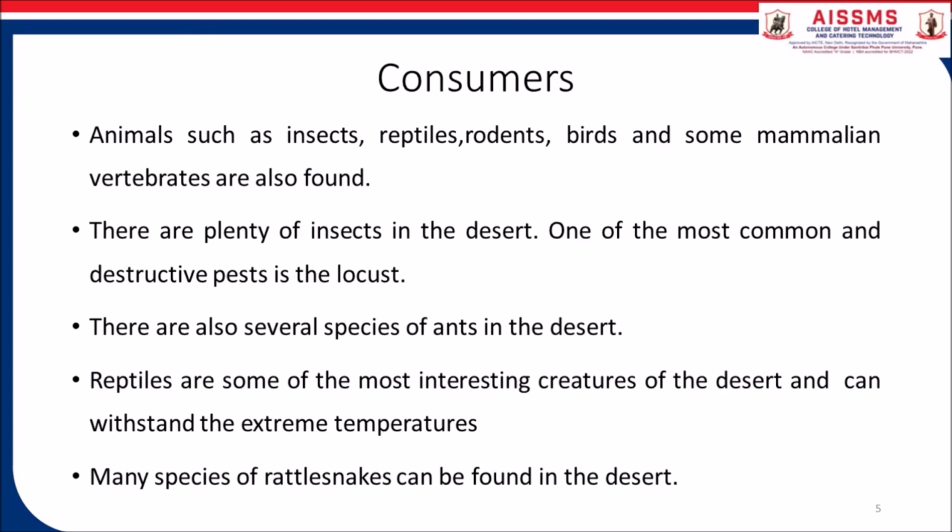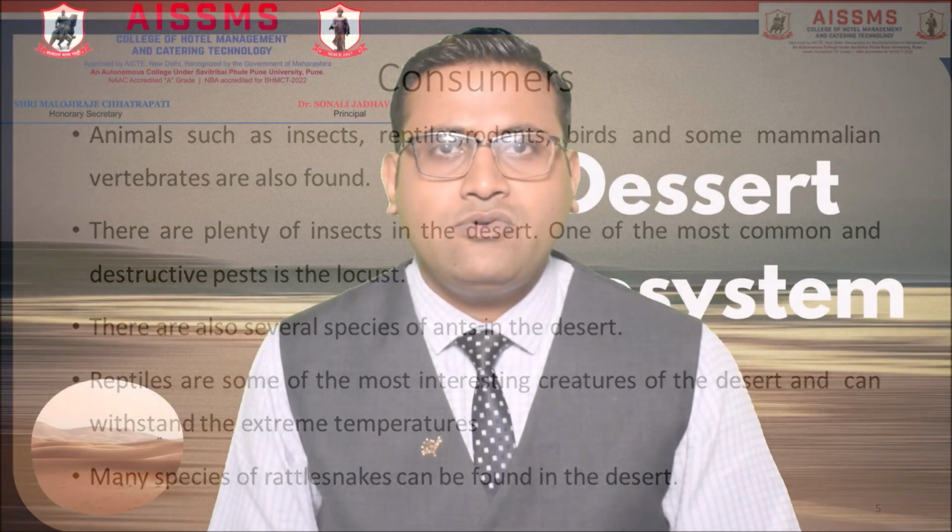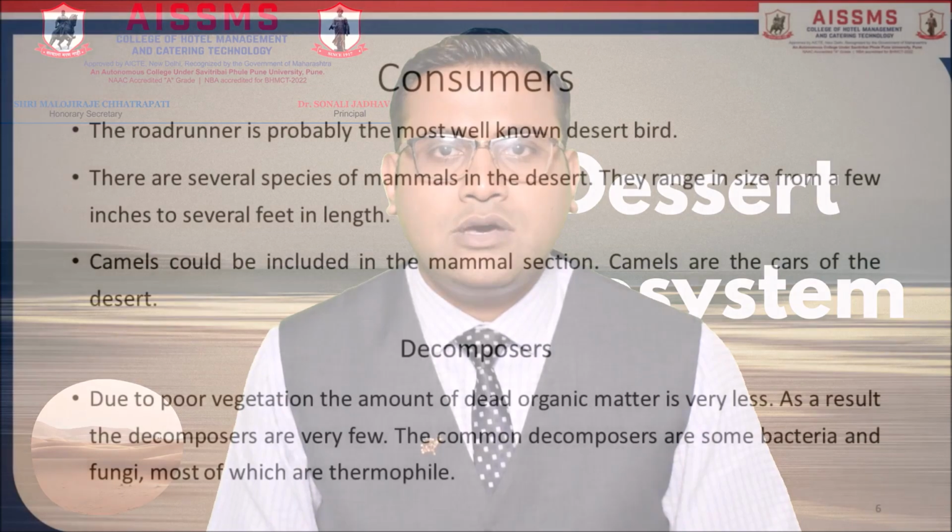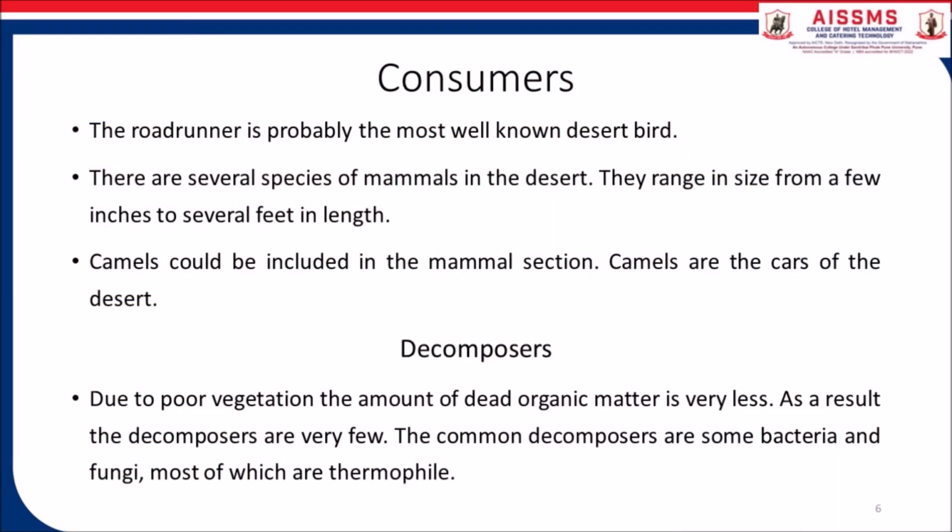Many species of rattlesnakes can be found in the desert. Rattlesnakes have a noisy rattle they use to warn enemies to stay away. The roadrunner is probably the most well-known desert bird. Roadrunners are so named because they prefer to run rather than fly. There are several species of mammals in the desert. They range in size from a few inches to several feet in length.